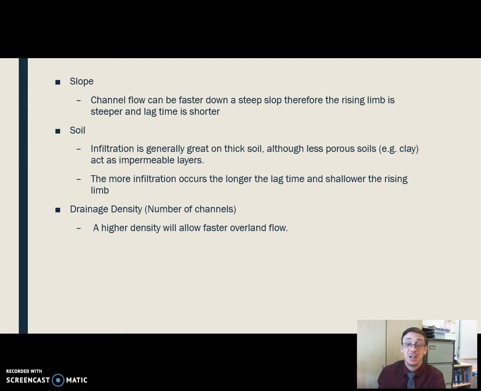But if you've got something like a clay soil, it will act as if it's impermeable, and that will reduce that basin lag time, and it will steepen up that rising limb.